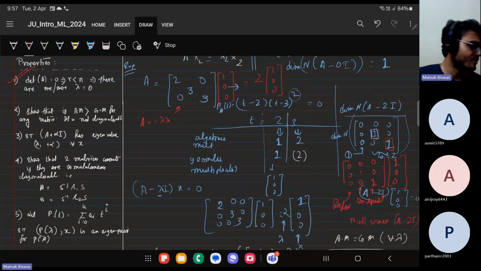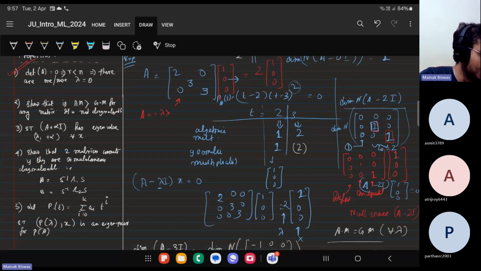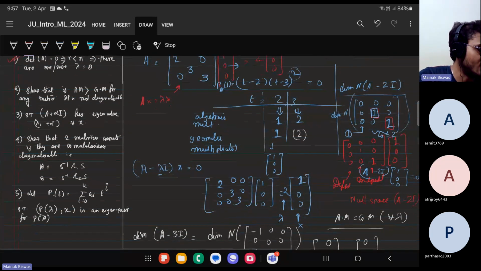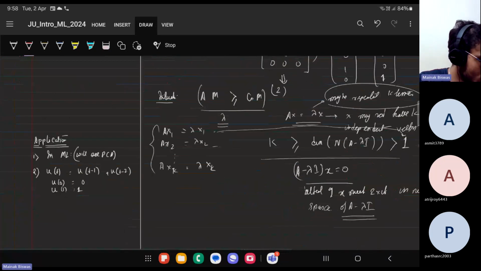Let us do one easy question first, on the properties of eigenvalues. If the determinant of A is 0, then show that the rank is less than n and there is at least one eigenvalue which is equal to 0. How can I show this?